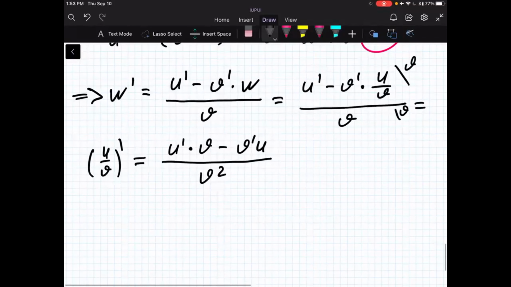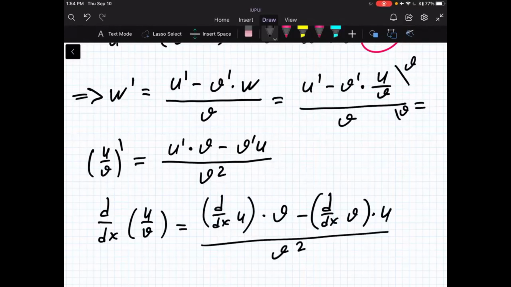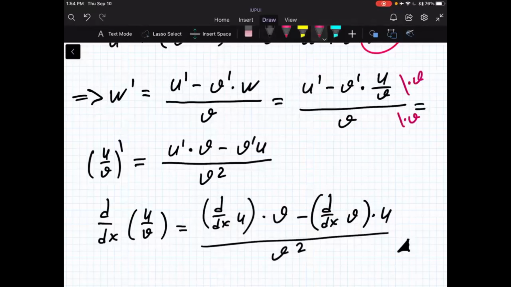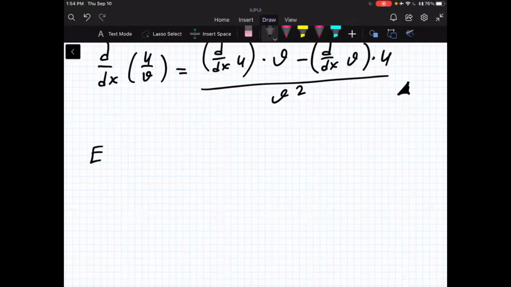And again, you can switch back to the notation with differentials. d over dx of u over v is equal to d over dx of u times v minus d over dx of v times u, divided by v squared. So we know how to differentiate the ratio now. And let's apply what we learned in a few examples.